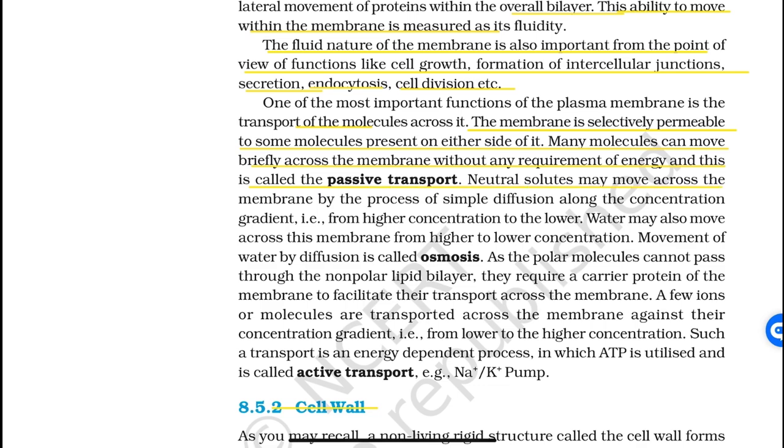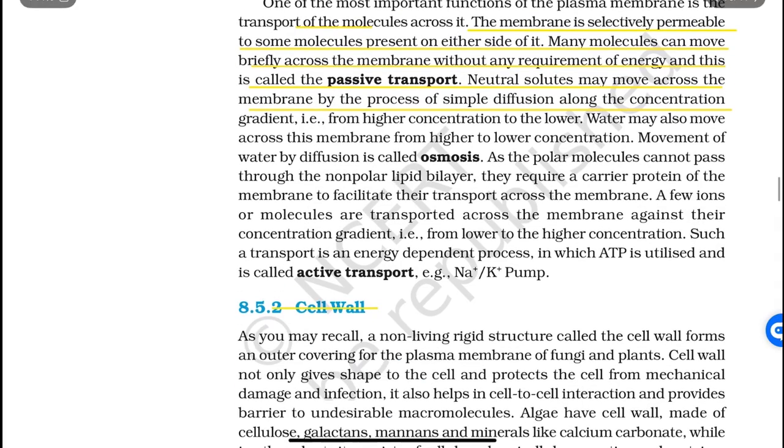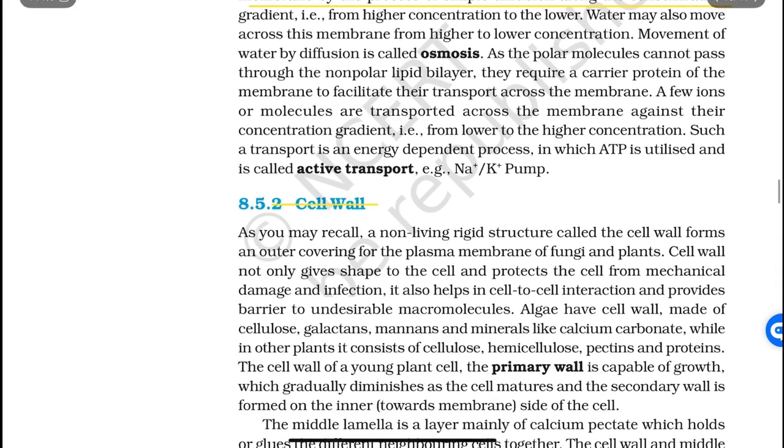Neutral solutes may move across the membrane by the process of simple diffusion along the concentration gradient. It means from higher concentration to lower concentration. Water may also move across this membrane from higher to lower concentration. Movement of water by diffusion is called osmosis.